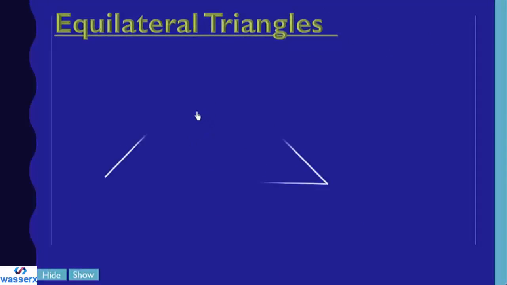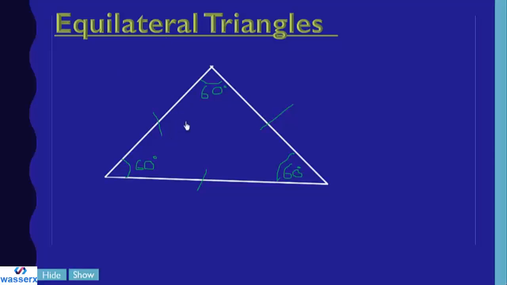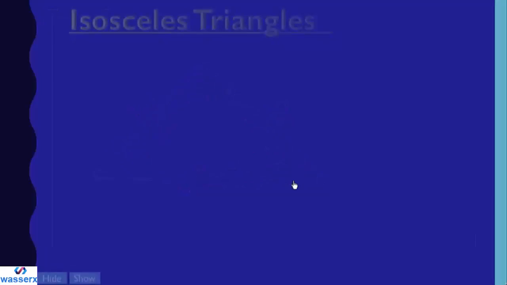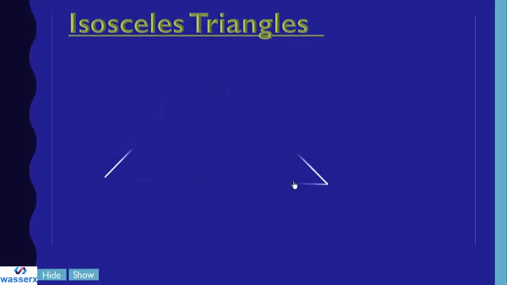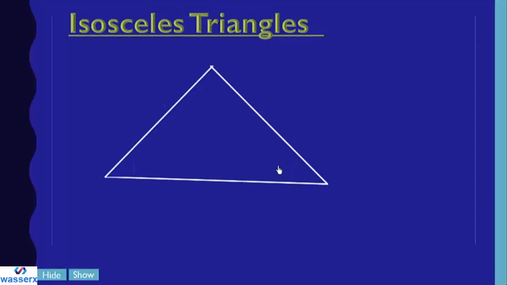Equilateral triangle. This is a special type of triangle that has all the sides equal and each angle is 60 degrees. For an isosceles triangle, it has two sides that are equal and two base angles that are also equal.